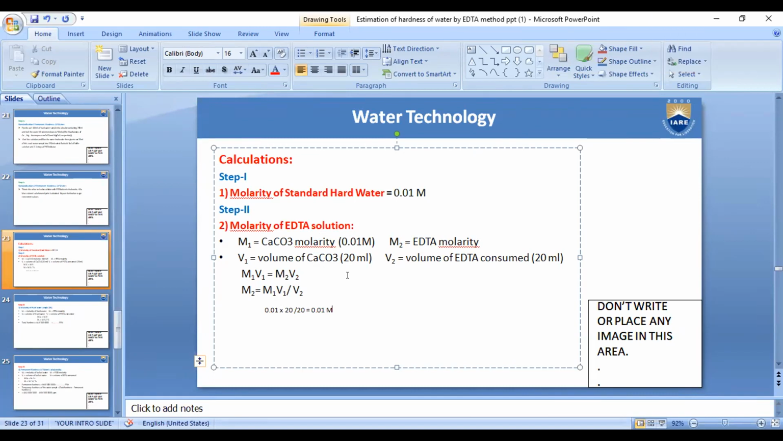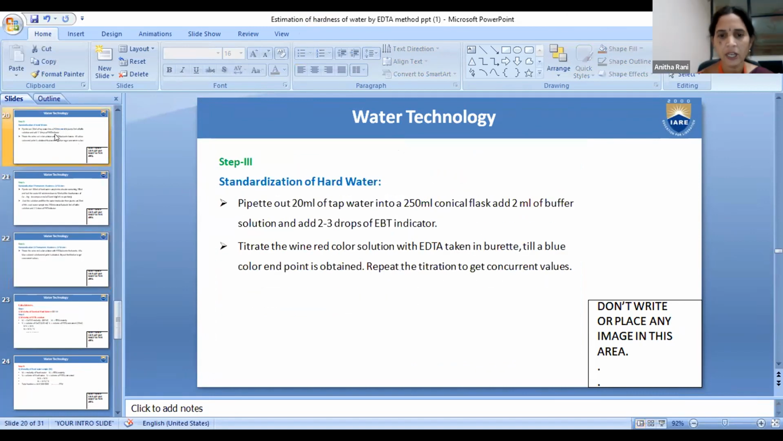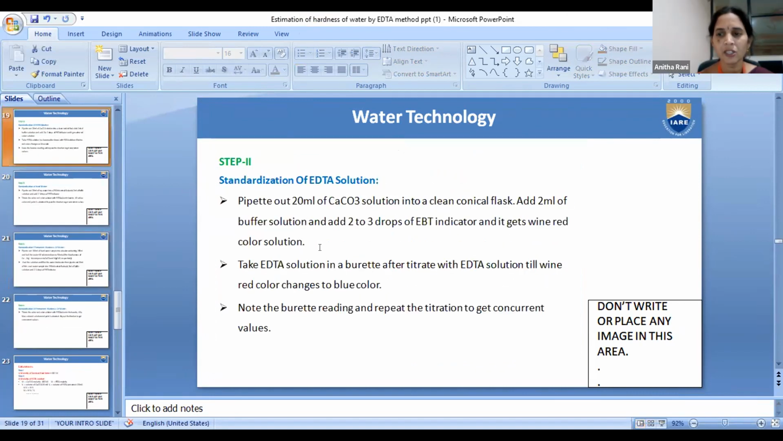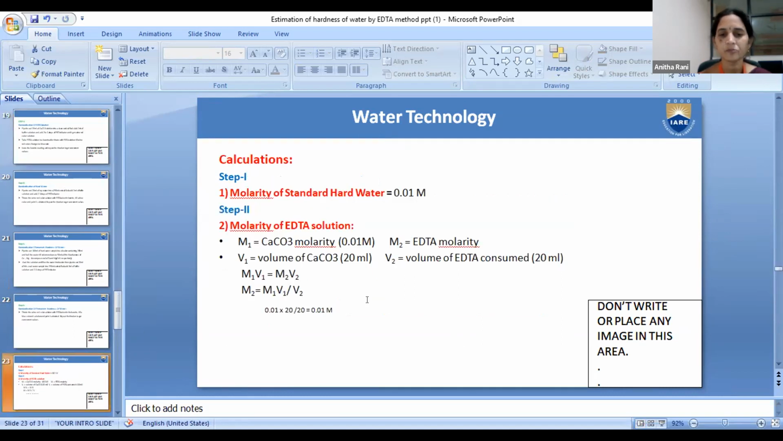So we are taking in conical flask 20 ml calcium carbonate solution. Again, I am repeating, 20 ml calcium carbonate solution in conical flask. Add 2 ml buffer, 2 to 3 drops EBT indicator. You will get wine red color. Then do the titration with the EDTA. When it changes to blue color, stop the titration and take the burette reading and go for calculation.